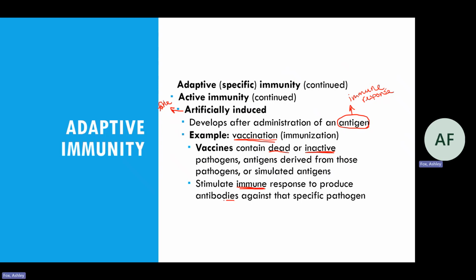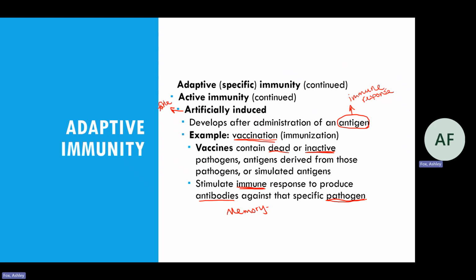And you produce antibodies against that specific pathogen. So you start being able to be ready to fight against it. And again, you're going to have memory cells, which will be important. Memory cells are going to remember it. So if you're exposed to it again naturally, then it will be ready and there'll be a faster response, and you may not even see symptoms.